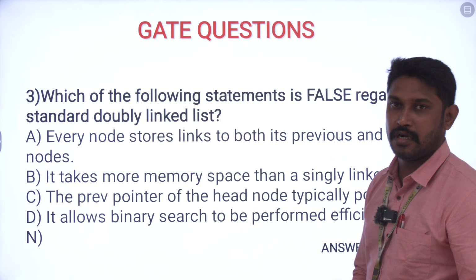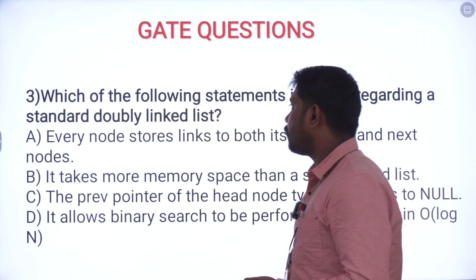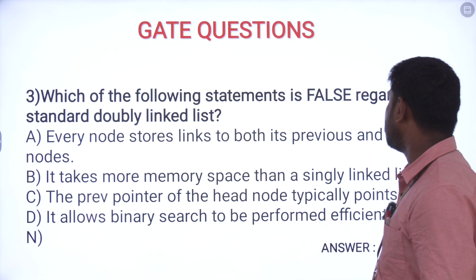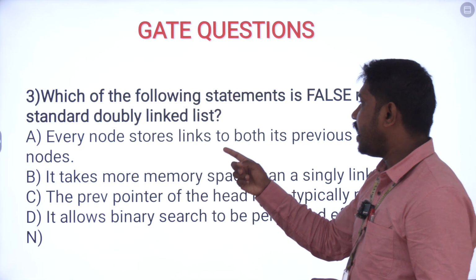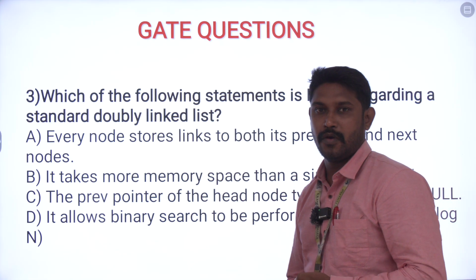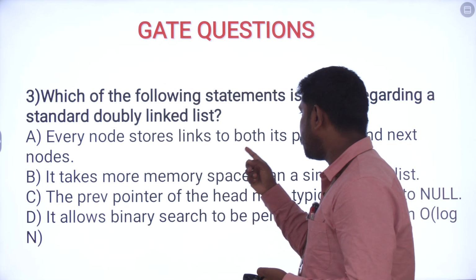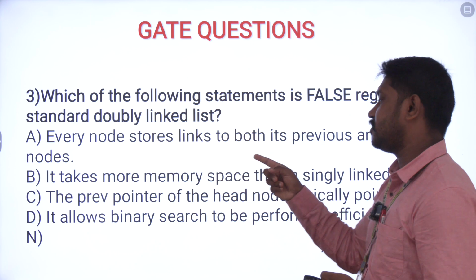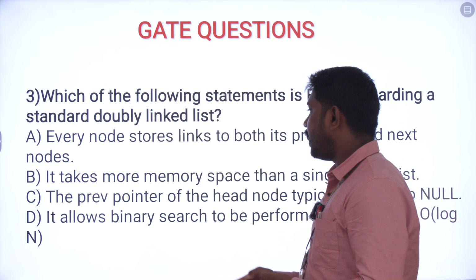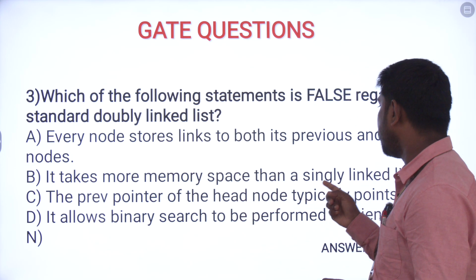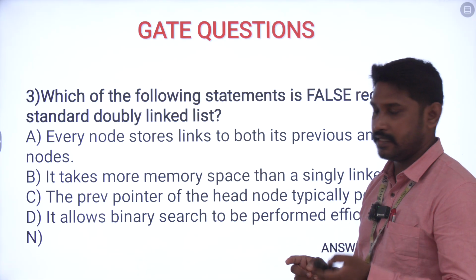Next we move on to the third question. Which of the following statements is false regarding a standard doubly linked list? We are going to check for the false one. First, every node stores links to both the previous and next node. It is true. Then, it takes more memory space than a singly linked list. Yes, it is true.